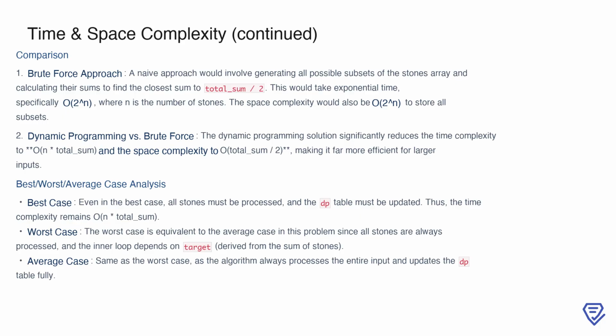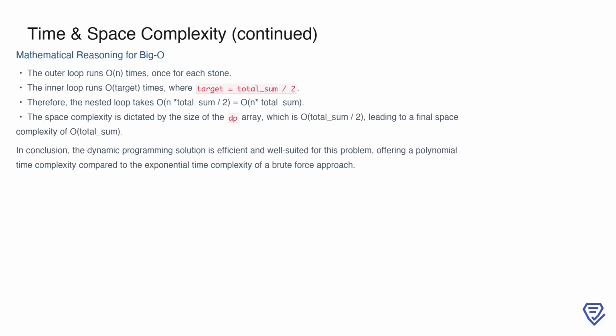Whether in the best, worst, or average case, the time complexity remains O(n × total_sum), because every stone is always processed, and the DP table is fully updated. Breaking down the mathematical reasoning for the big O analysis, the outer loop in the dynamic programming approach runs n times, iterating once for each stone. The inner loop runs target times, where target is equal to total_sum/2. Therefore, the nested loop requires n × total_sum/2 operations, which simplifies to O(n × total_sum).